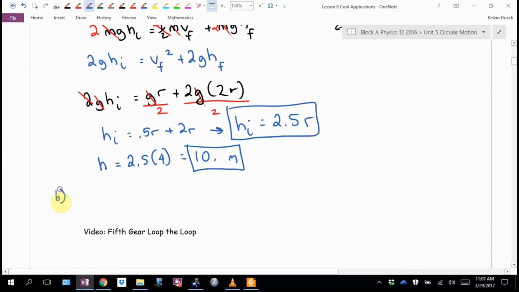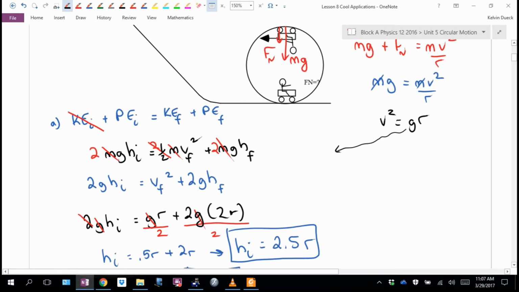What does part B want us to find? Where? Normal force at the bottom? I guess this is also a job for a free body diagram. What are the forces acting on this roller coaster at the bottom? Get the obvious one.